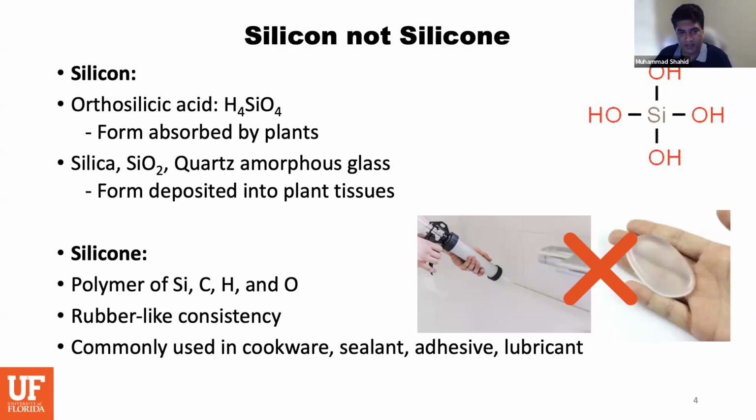That's a polymer made up by combining silicon, carbon, hydrogen, and oxygen, and it's very common in our houseware as an adhesive. That's not something you're going to apply to plants. It's going to seal the stomata of your plants. So the upper one, silicon, monosilicic acid or orthosilicic acid, H4SiO4, is the only form which plants can uptake.